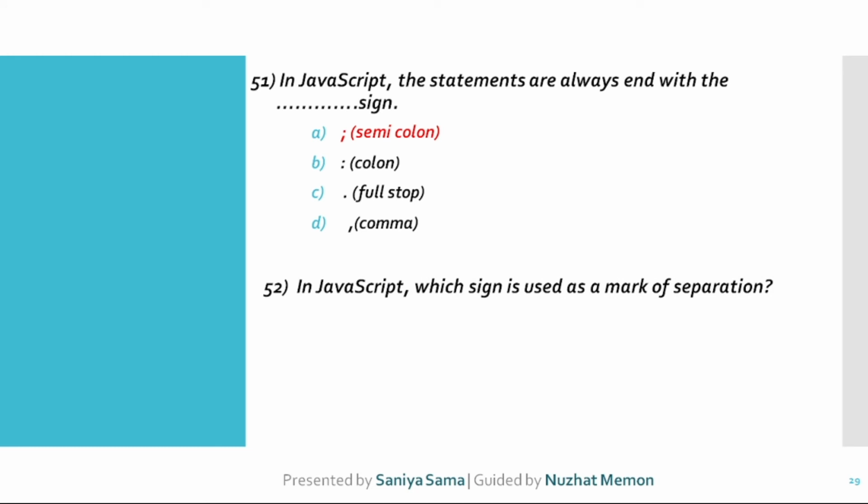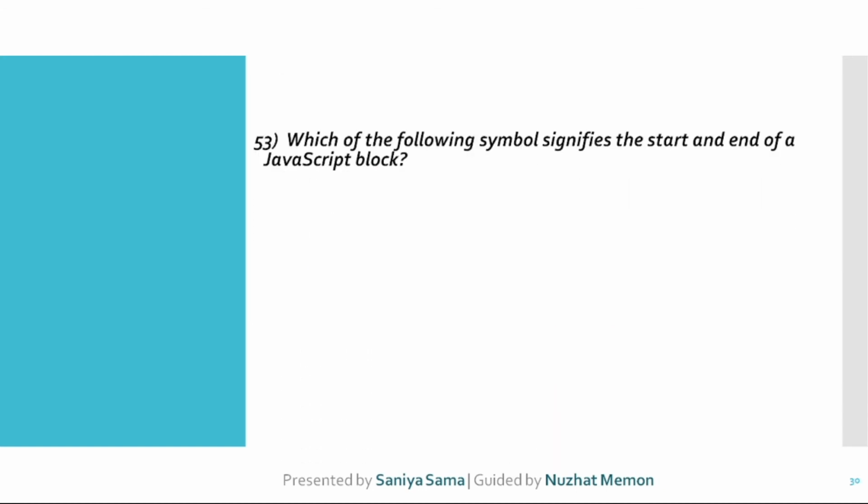52. In JavaScript, which sign is used as a mark of separation? Option A semicolon, option B colon, option C full stop, option D comma. The answer is semicolon.